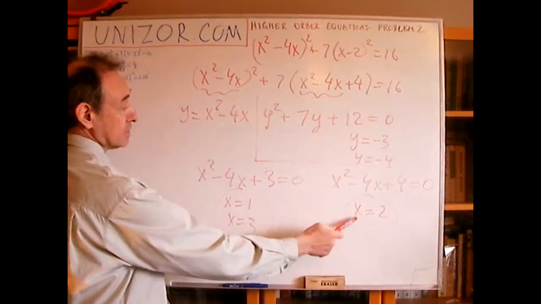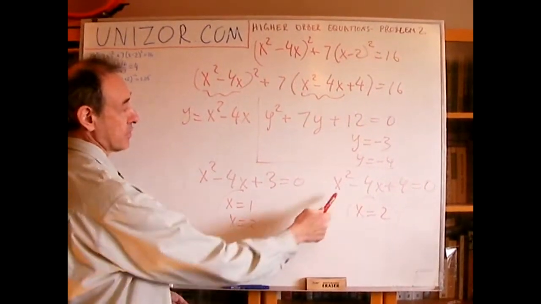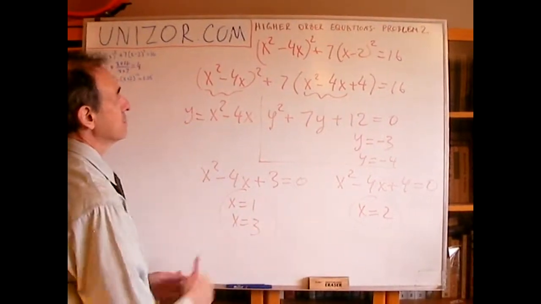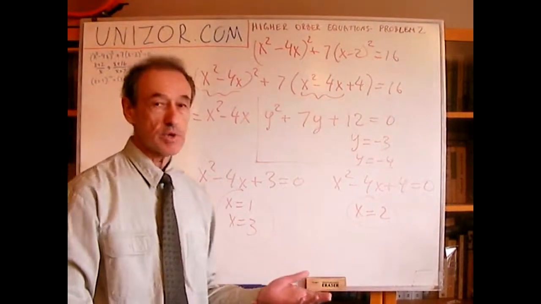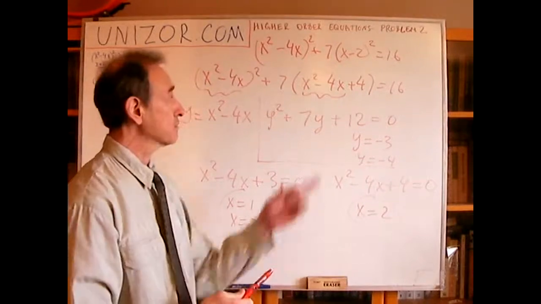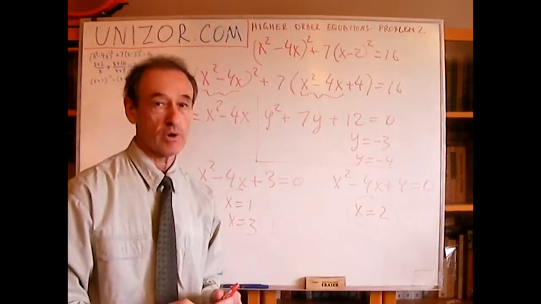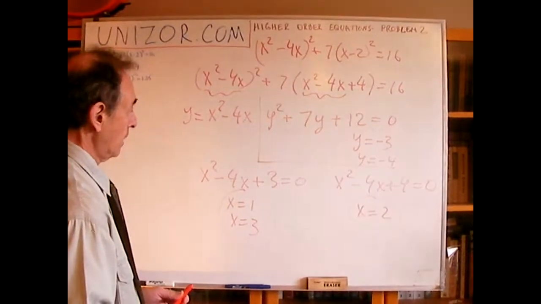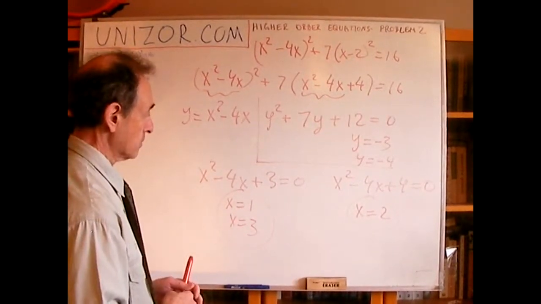Now, this is actually a double root, as I was saying, because it's x minus 2 squared. So I have 4 solutions, 2 of them are the same, which corresponds to the degree of this particular equation. It's the 4th degree, so it should have 4 solutions. And here they are. All right, now, the checking.